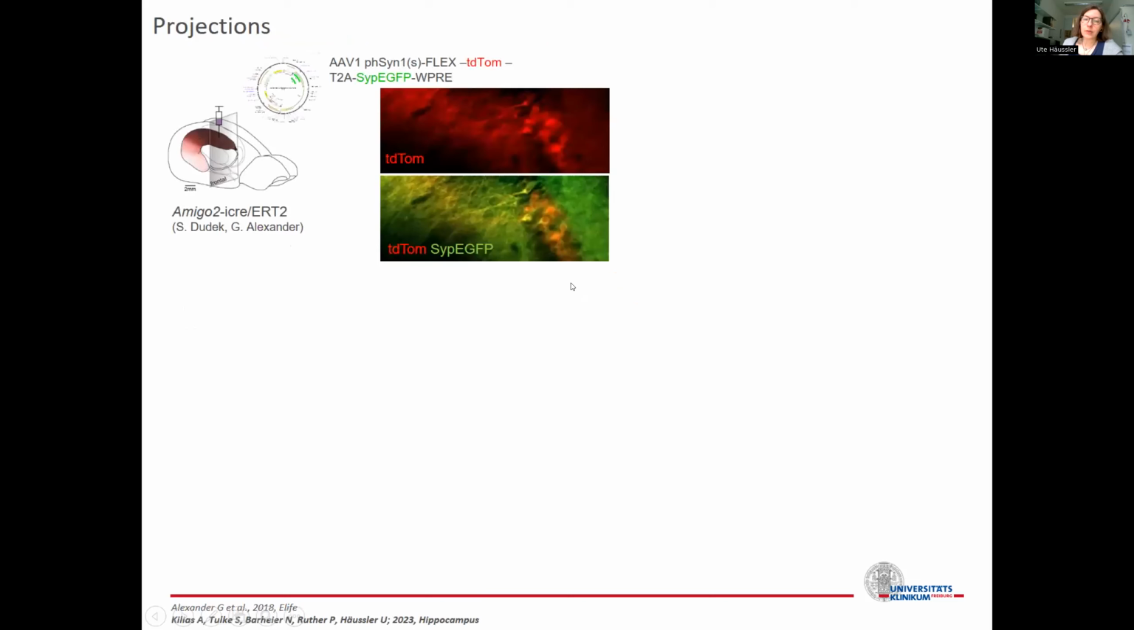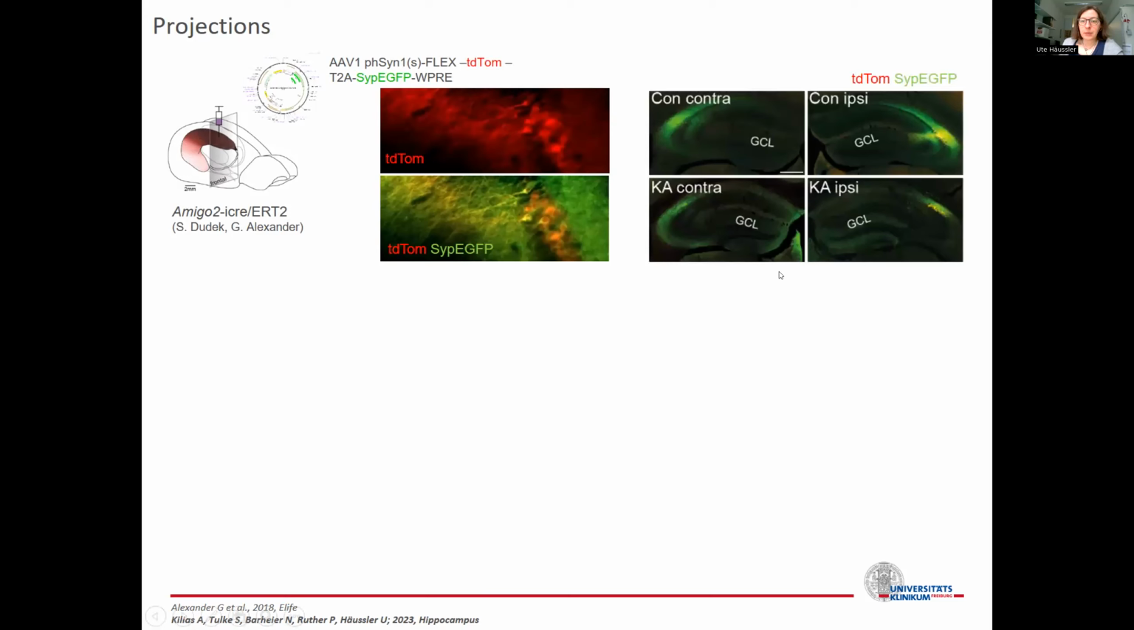And then we thought, how is it with the connection to the contralateral hippocampus? For this, we used the mouse that we had received from Serena Dudek and Georgia Alexander, which is the Amigo2-iCre mouse that you've already heard about now. And we used a virus that induces tdTomato expression in the entire cell under the synapsin promoter, and then synaptophysin-bound EGFP, which is expressed in synaptic vesicles. So it's strong in synapses, but also everywhere else where vesicles are transported.